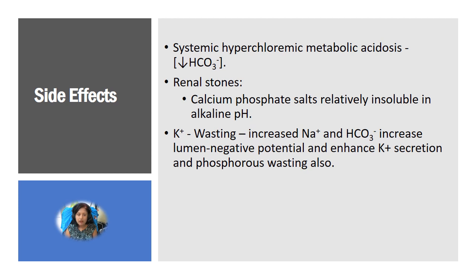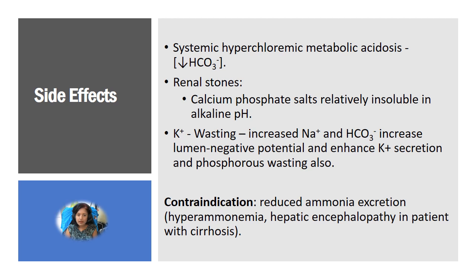including increased sodium and potassium wasting. So increased sodium and bicarbonate loss would cause a lumen negative potential and cause the excretion or wasting of potassium and phosphorus from the body. There would also be a reduced excretion of ammonia, resulting in hyperammonemia, hepatic encephalopathy, in patients with liver disorders such as cirrhosis.